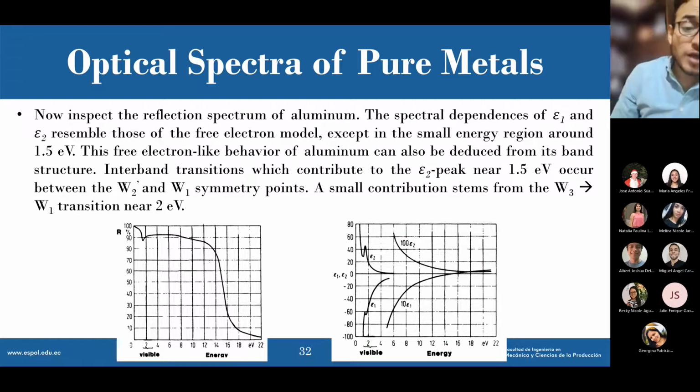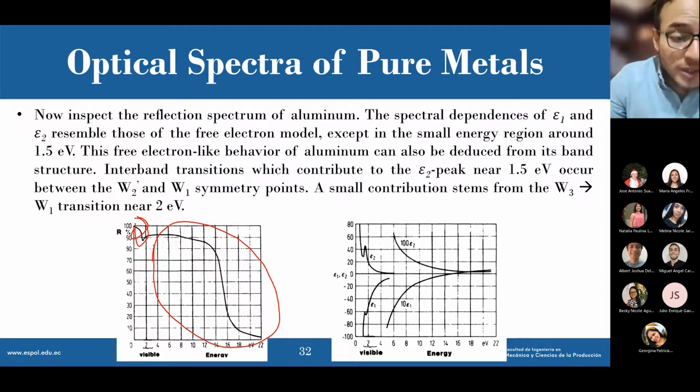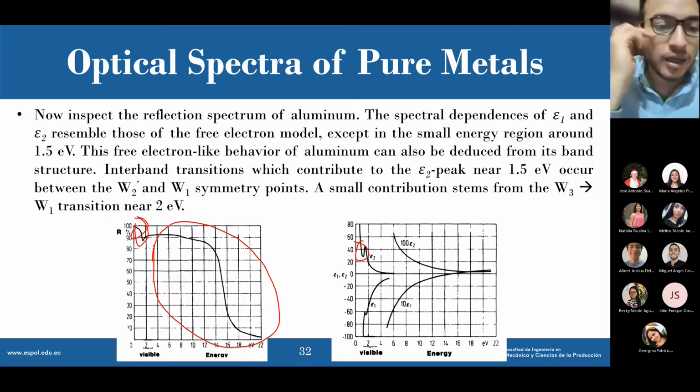Look at the spectrum of aluminum. Again, you see two sections that try to resemble the free electron model. So in general the behavior sort of resembles the free electron model, except in the small energy region, especially here. Because here you can say, oh, this looks like free electron model. But in that small region, that peak that you see here around 1.5 electron volts, that is the only part that doesn't behave as a free electron in aluminum. For the rest, you can say yes, you have a free electron like behavior in aluminum.